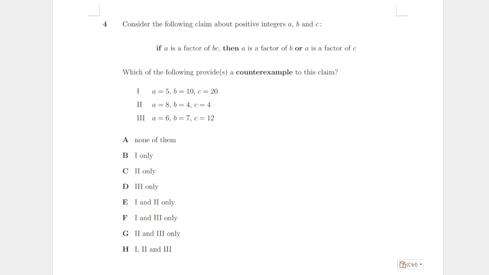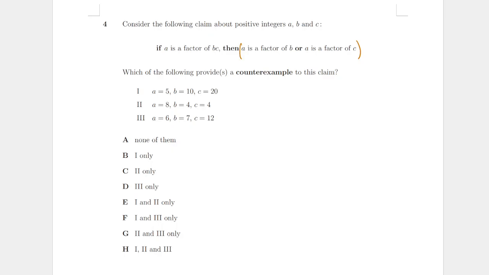All right, question 4. Consider the following claim about positive integers a, b, and c. So, if-then statement, right? If a is a factor of bc, then a is a factor of b, or a is a factor of c. Okay, so in this statement, I suppose, there's some invisible brackets, right? You have to read it like this: if blah, then that chunk, right?